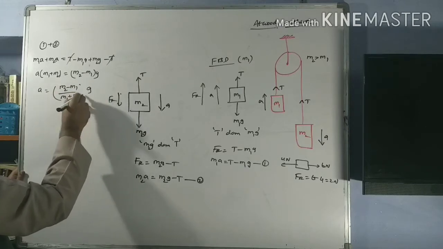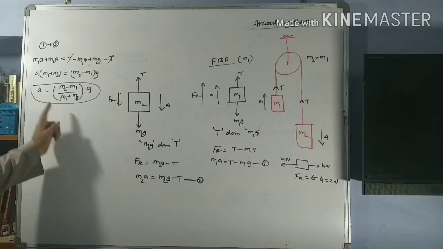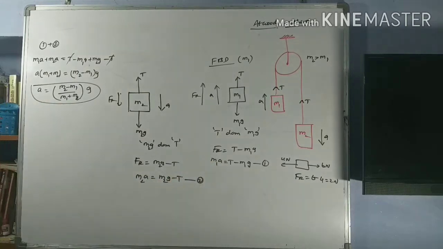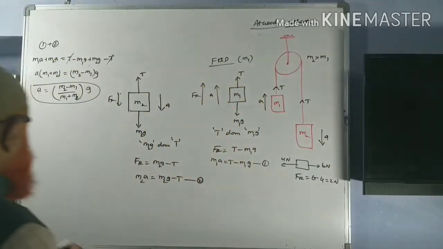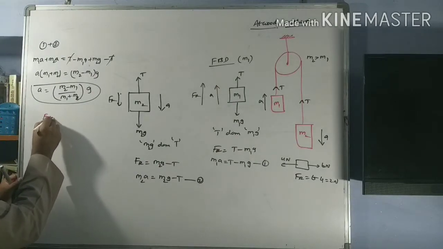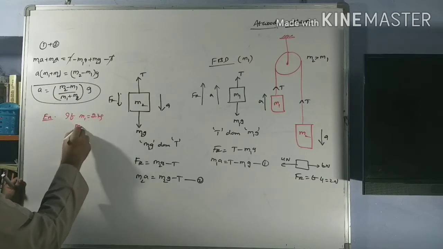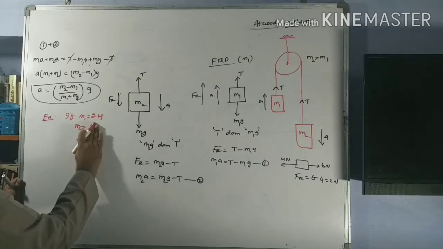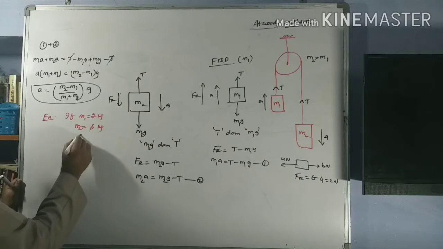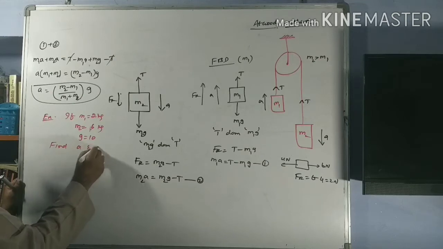Okay. So in this way we got the formula for acceleration of the system. Once you get a formula for acceleration of a system, then you can substitute either here or there. Let us take one small example also here. If M1 is equal to 2 kg, M2 is equal to 6 kg, and G is equal to 10, then find A and T in this case.